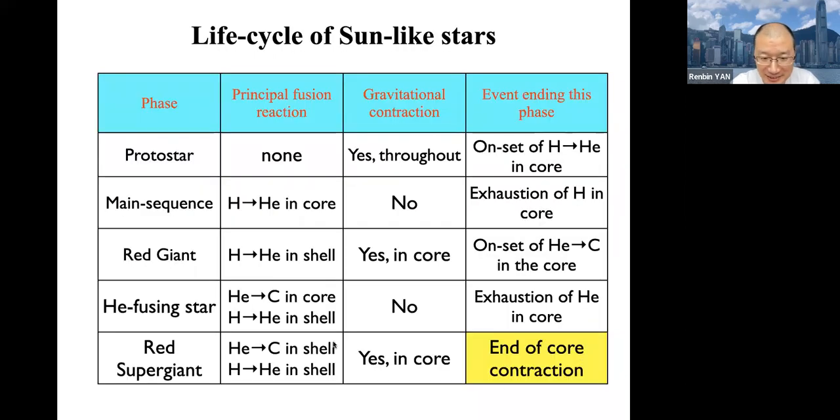The outer layers can continue doing fusion. So you can continue to pile more carbon onto the core, and the hydrogen into helium fusion can continue to put more helium. So you're making the core a little bit bigger, but still the pressure is sufficient to support the whole star.